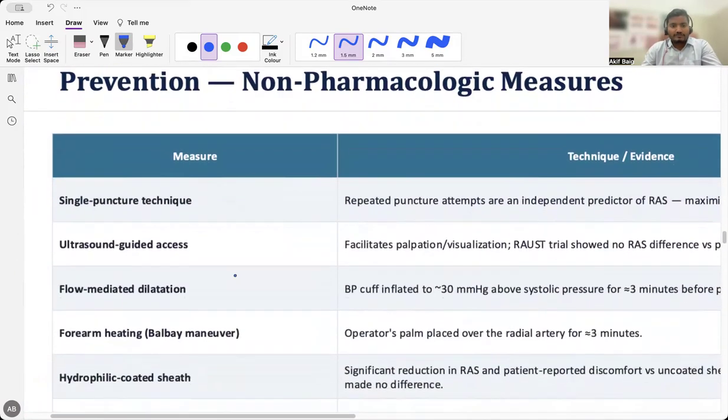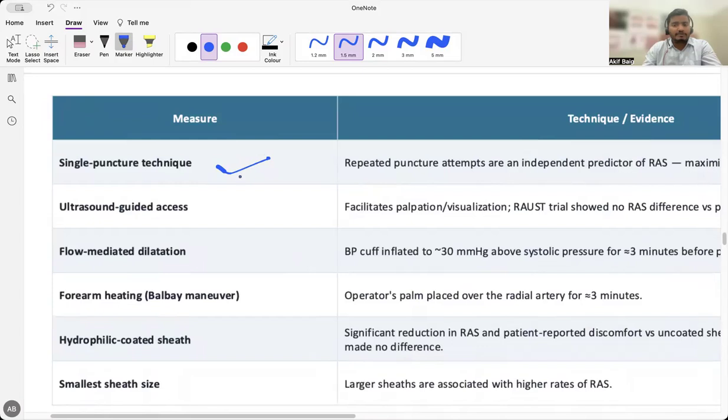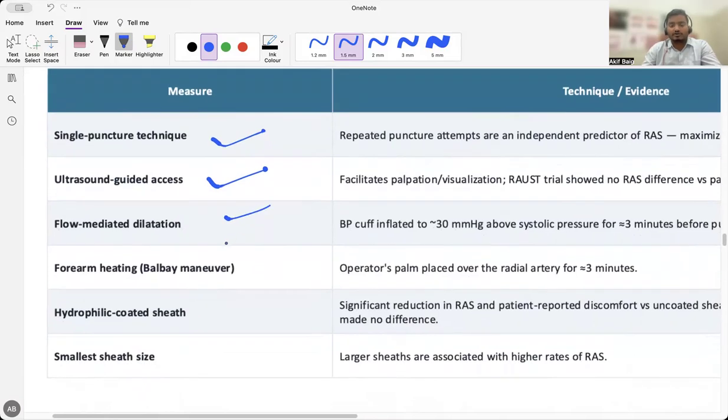So prevention wise, the first thing is always to try for a single puncture. Multiple punctures can be risk factors for spasm. Try ultrasound guided access. Flow mediated dilatation is nothing but this: in this patient, you have to inflate a cuff, that is the BP cuff which you use commonly.